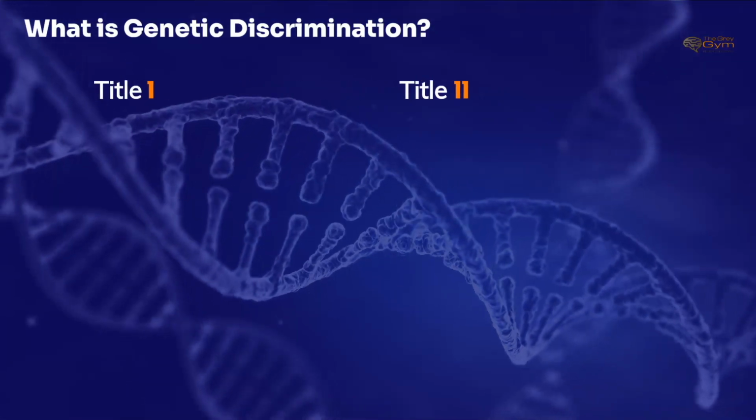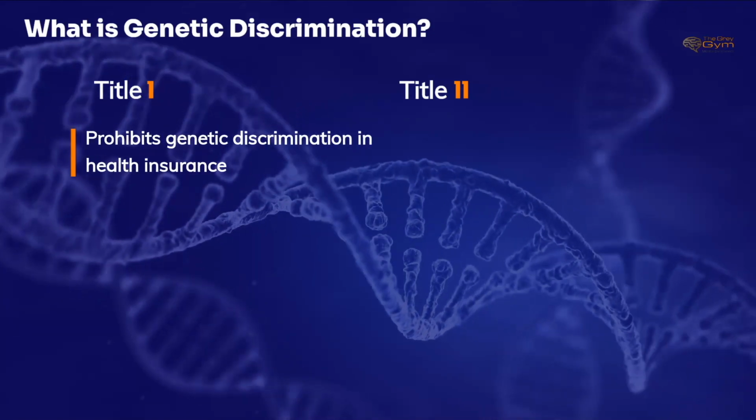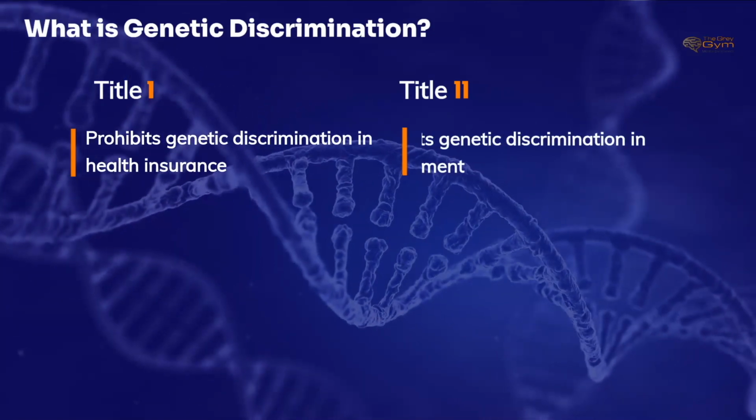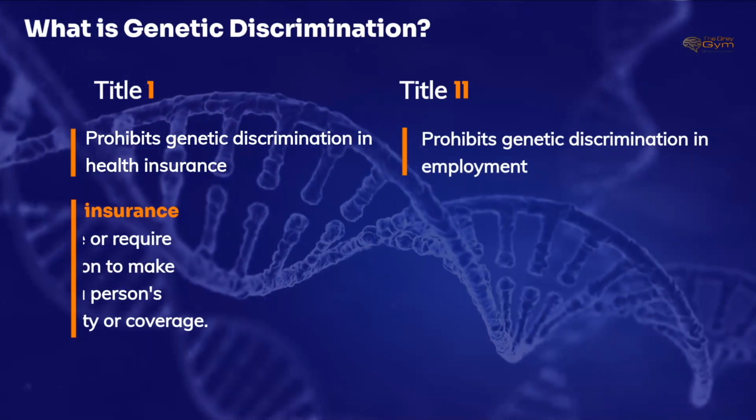GINA has 2 parts, Title 1, which prohibits genetic discrimination in health insurance, and Title 2, which prohibits genetic discrimination in employment.